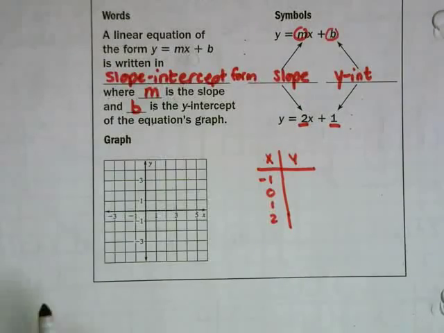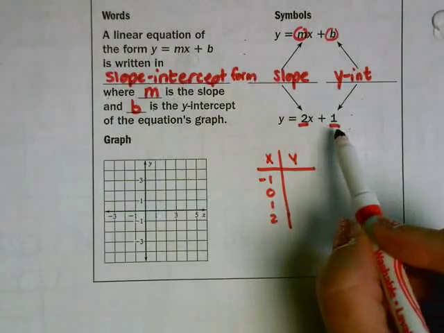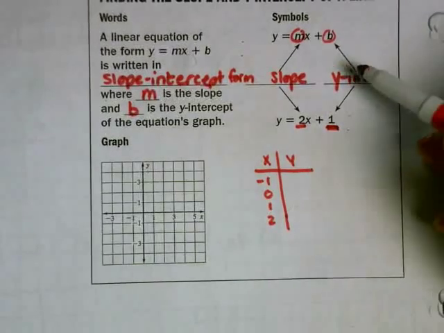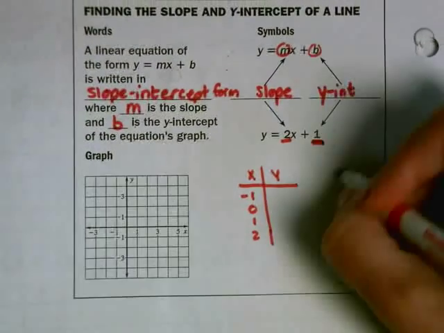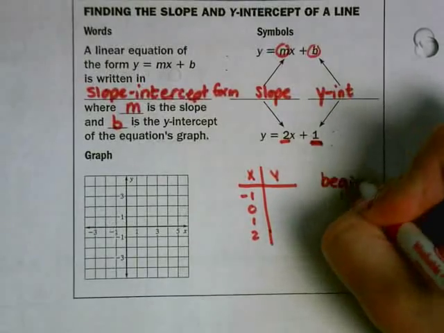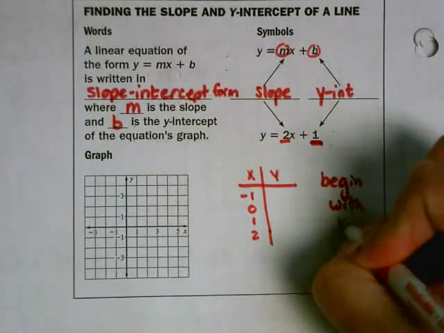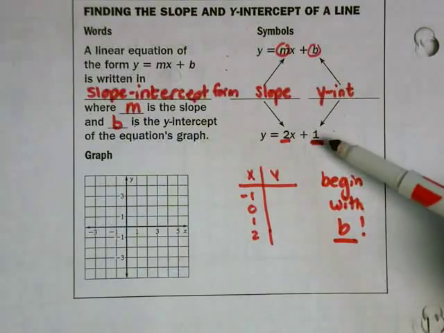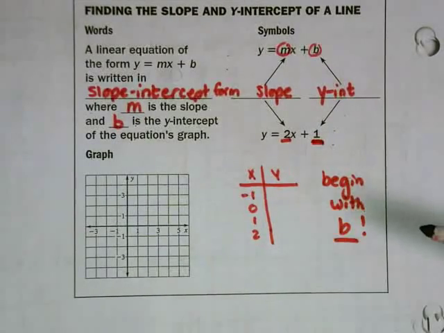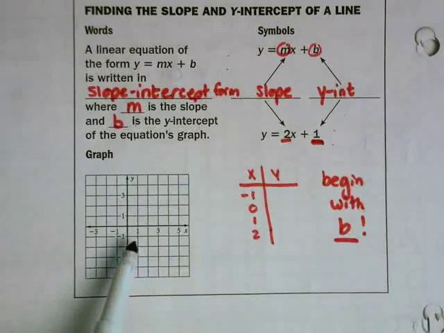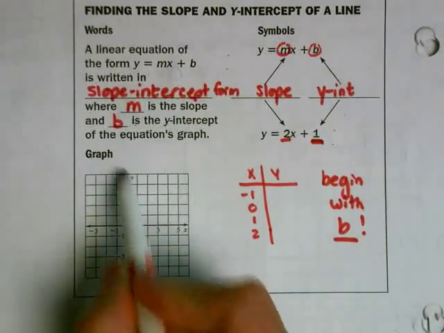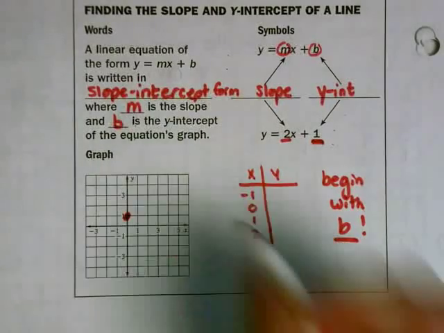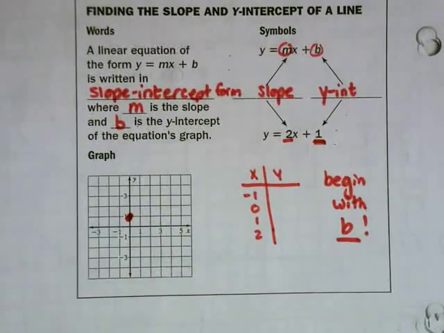So we're going to start actually by looking at the y-intercept, the one we haven't talked about very much. It's the b. I remember this by thinking begin with the b. We're going to begin with the b. The y-intercept is 1. Can we graph that? We know the line hits the y-axis at 1. So the y-axis is the up and down. We know it's going to cross the y-axis when y equals 1. So I'm going to put a dot right there.